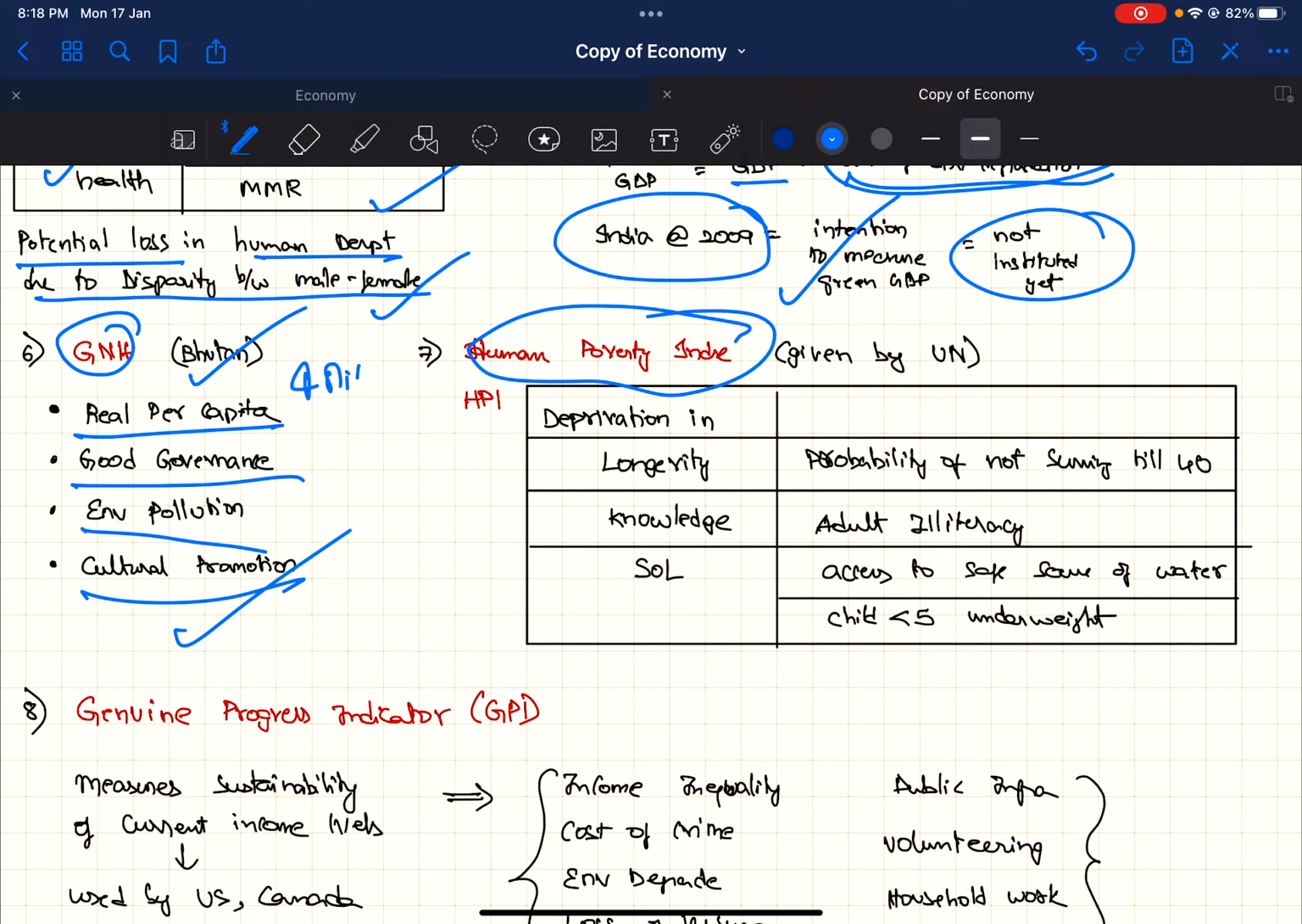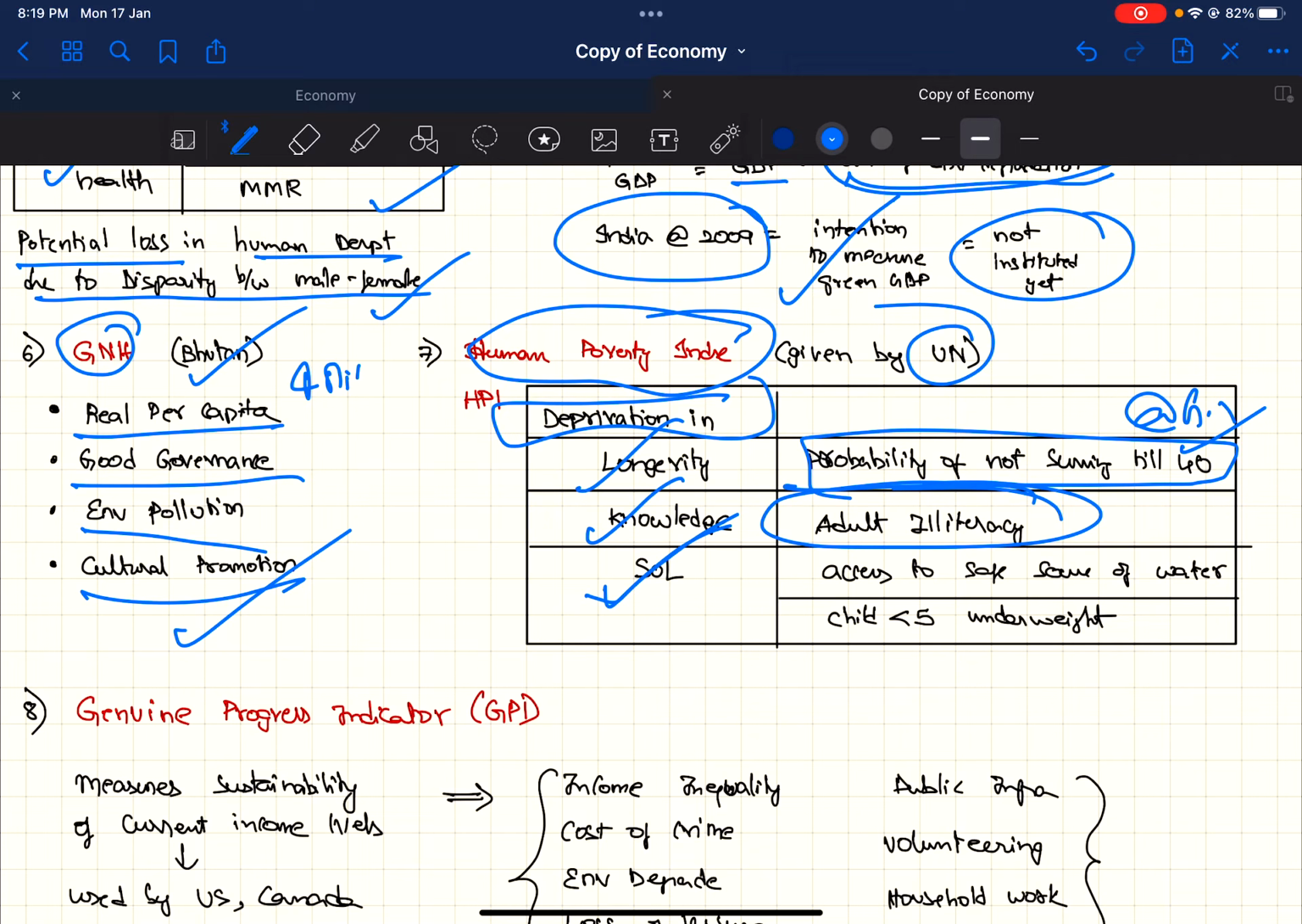Coming to the human poverty index, it is given by the UN again. It measures deprivation in longevity, knowledge and standard of living. Longevity through probability of not surviving till 40 at birth, knowledge through adult literacy, and standard of living through access to a safe source of water, and underweight children below 5 years.